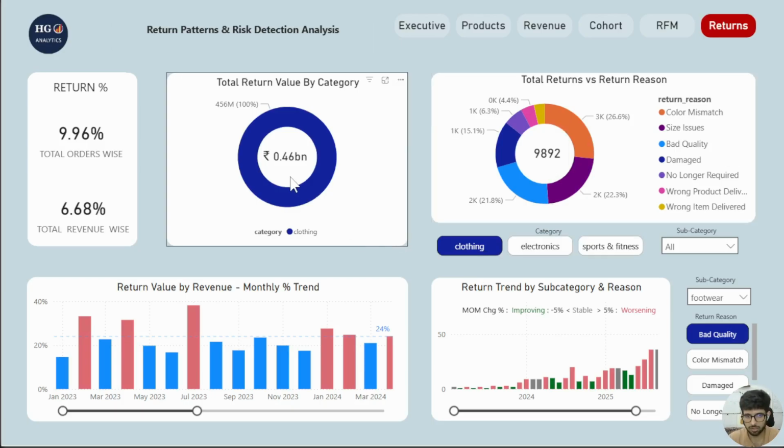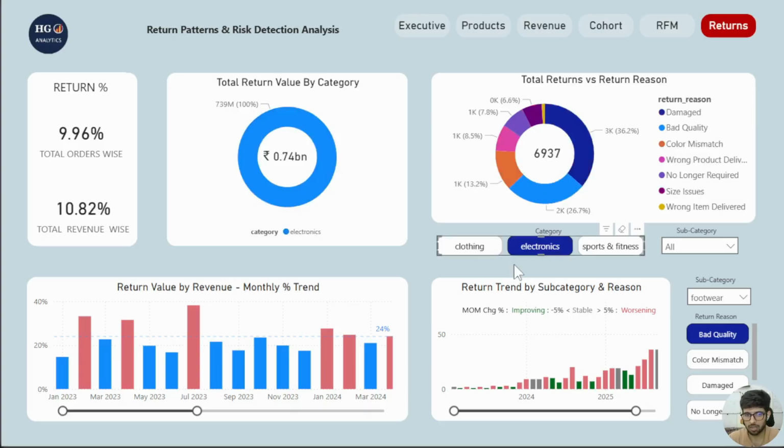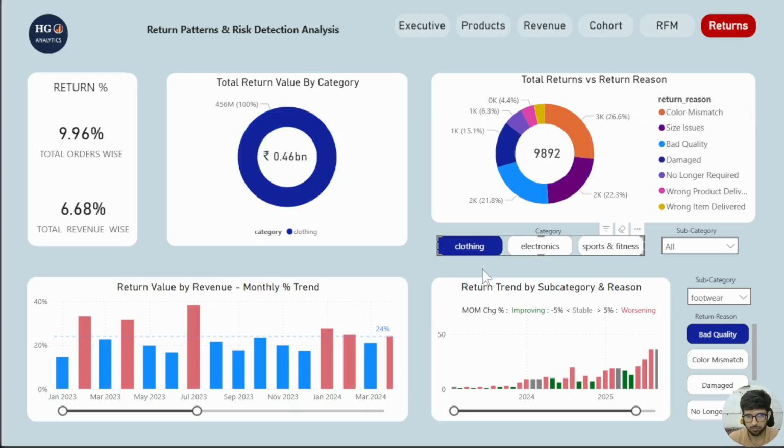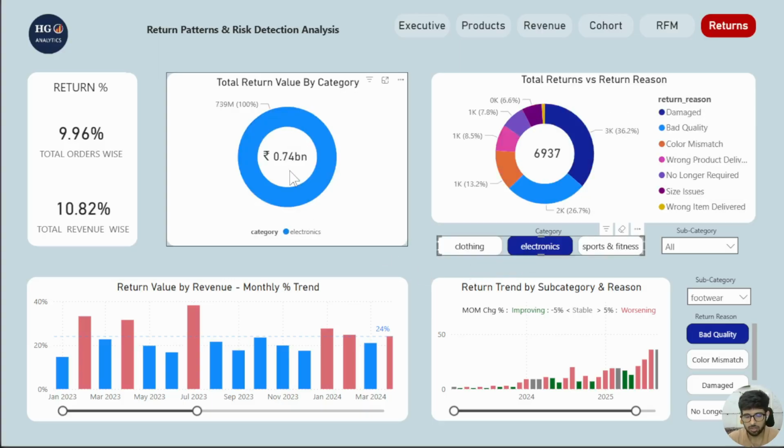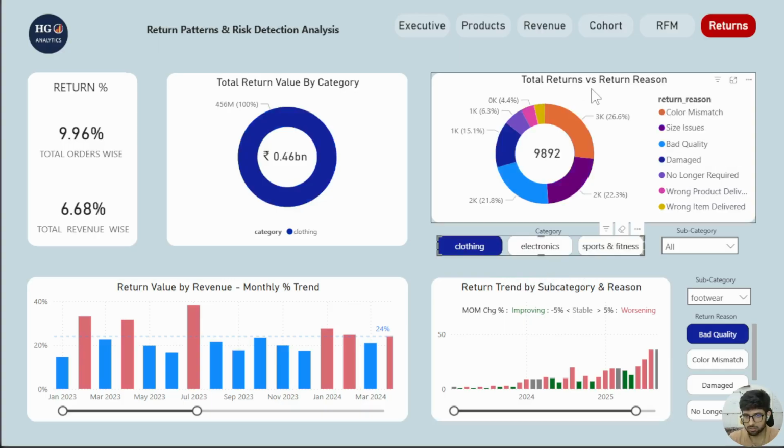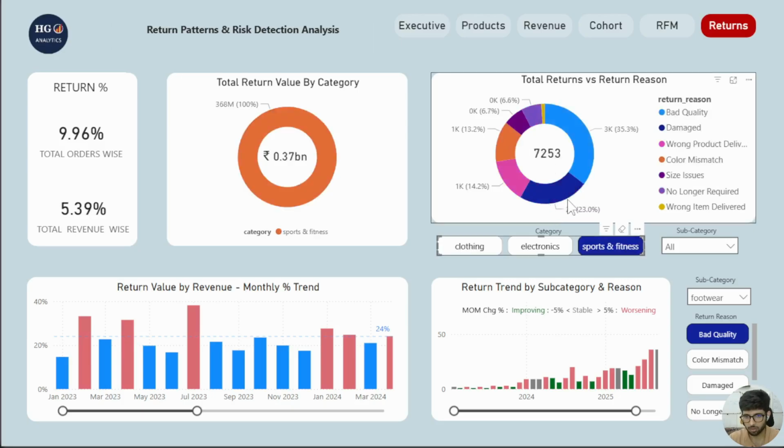Okay. Total return value is 0.46. Obviously, clothing will have more, and electronics will have less. Wow, so you can see I thought this would be three or four times, but still electronics have less return value than clothing, which is nice. And for total returns, you can see clothing has more than electronics. You can compare here, while sports and fitness lies in between.